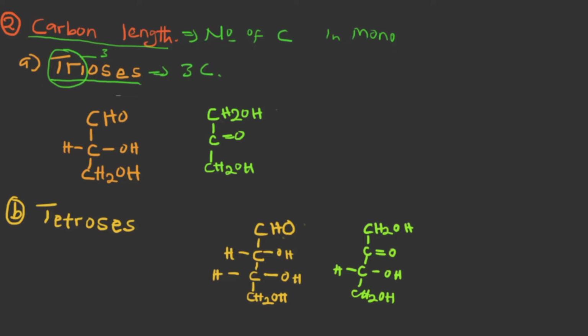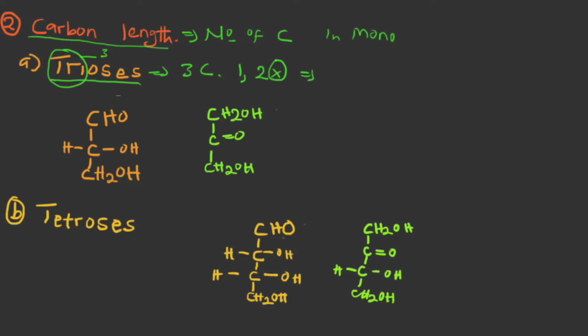So you ask me now, hey, what about 1 and 2? Basically, there is no carbohydrate with 1 or 2 carbons. So the first carbohydrate, the first monosaccharides, started from 3. Those are the trioses. So let's see their structure.